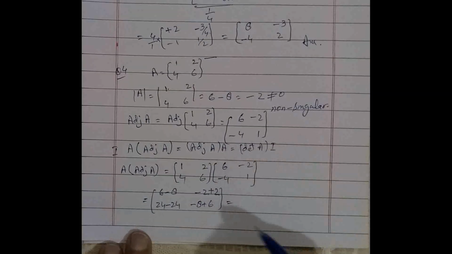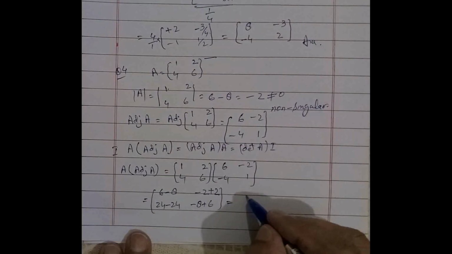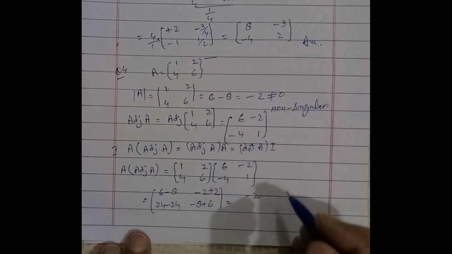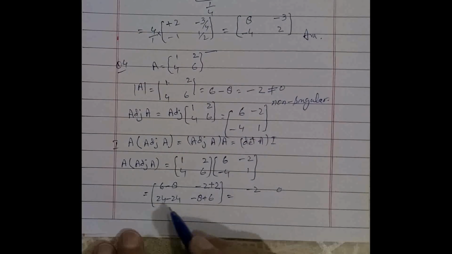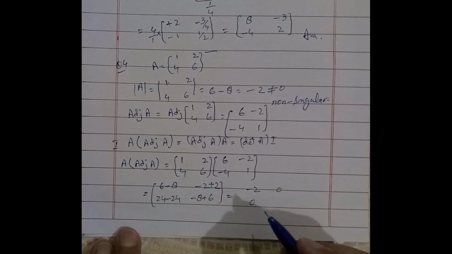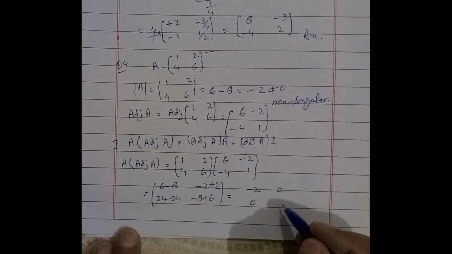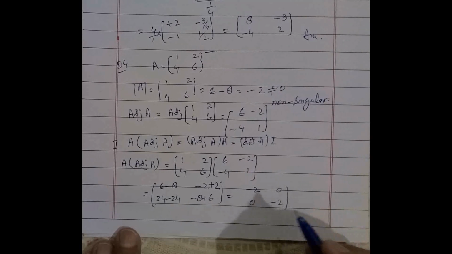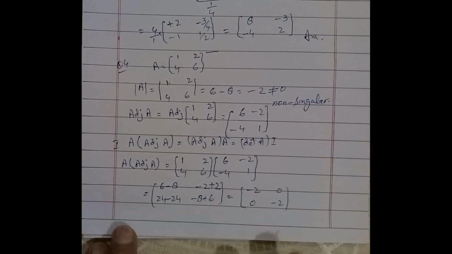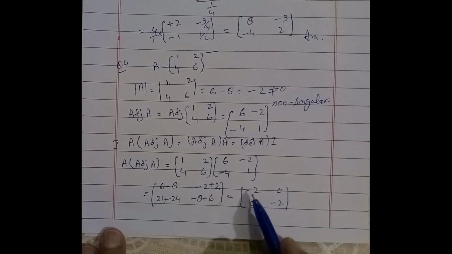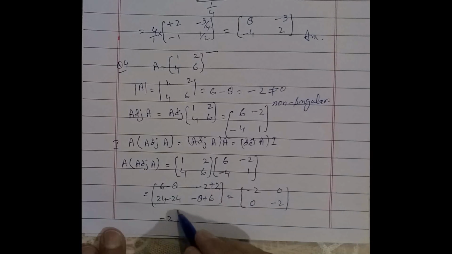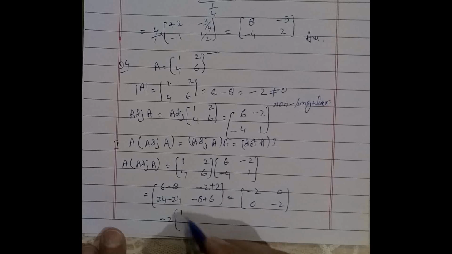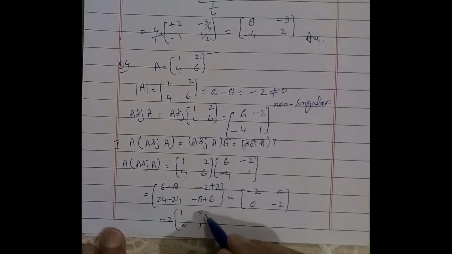Simplify these values, we get 6 minus 8 is equal to minus 2. Minus 2 plus 2 is equal to 0. 24 minus 24 is equal to 0. Minus 8 plus 6 is equal to minus 2. And in this matrix, we take common minus 2. The matrix is 1, 0, 0, 1.